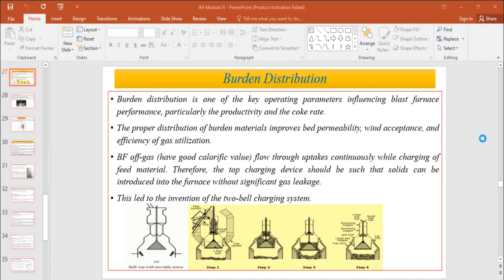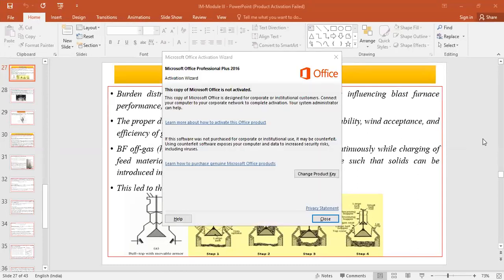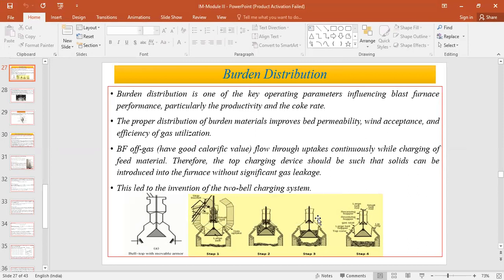This conveyor belt will move and allow us to charge the raw material into the bucket where your skip hoisting system will be, and this bucket will move up, and the raw material will be charged into the blast furnace.